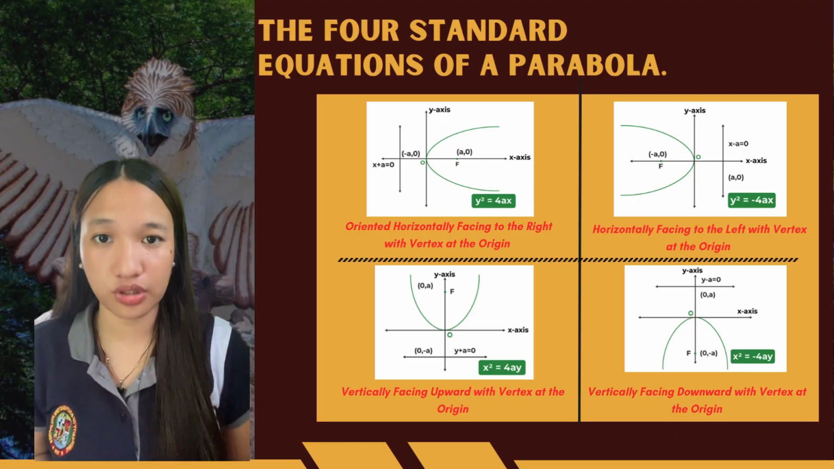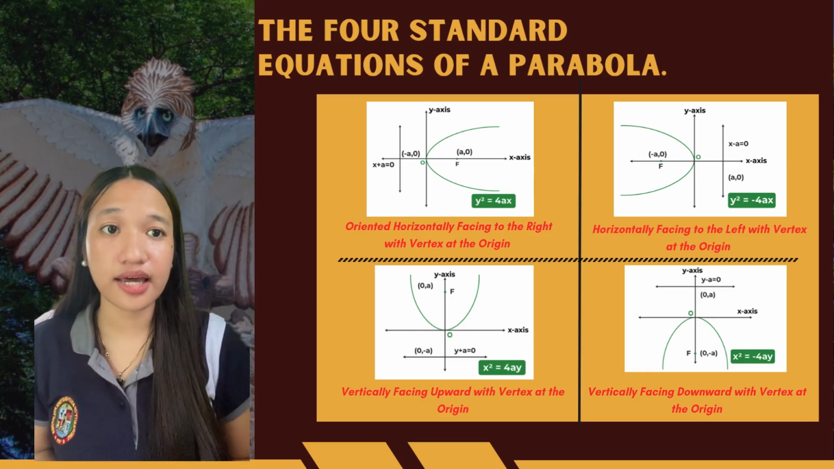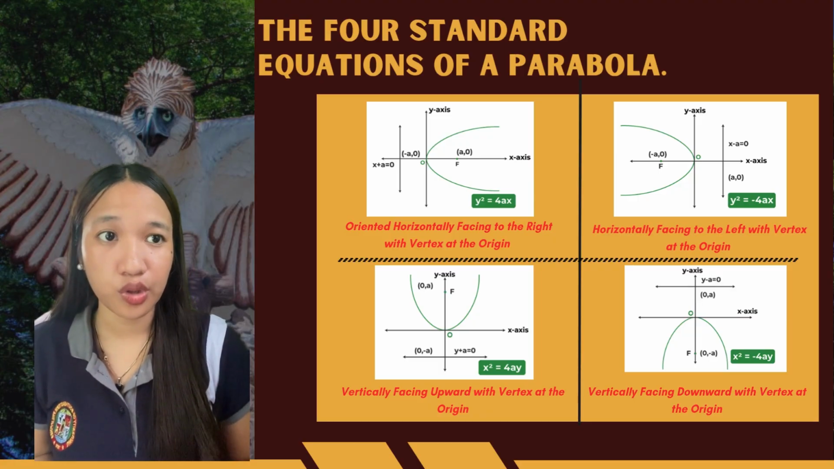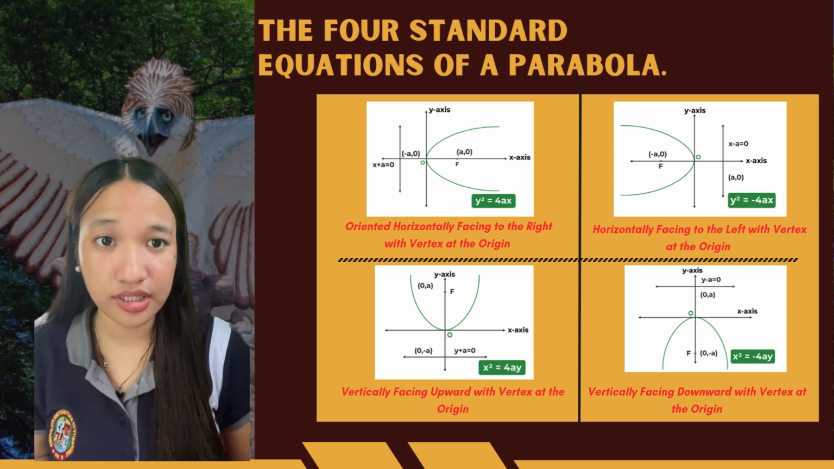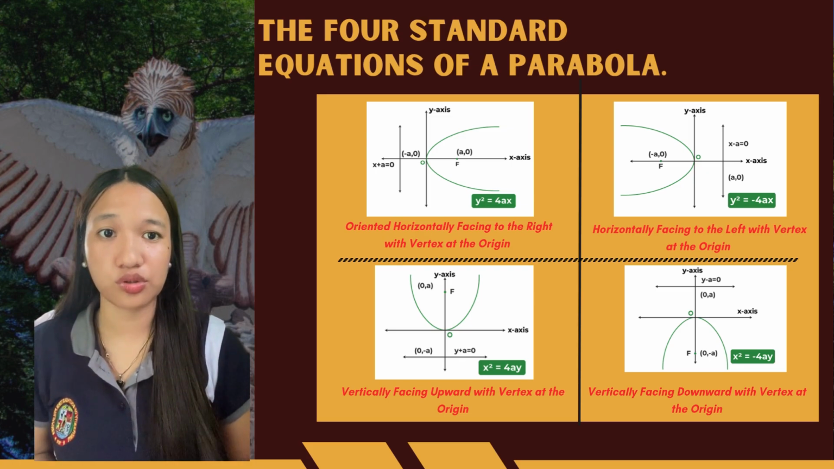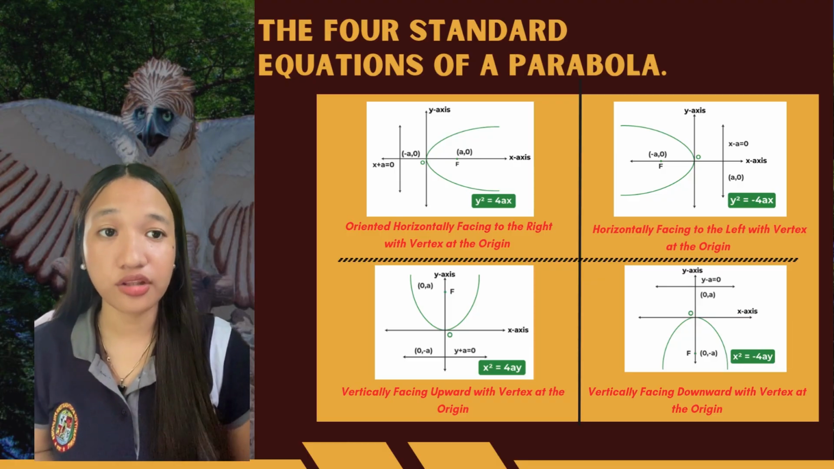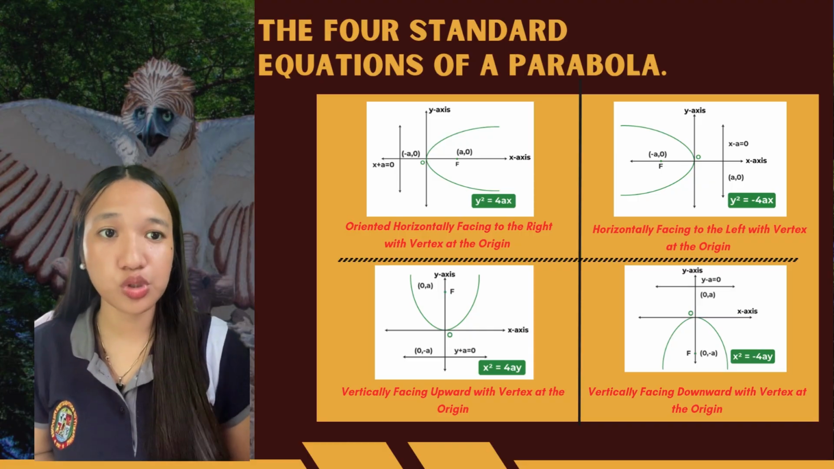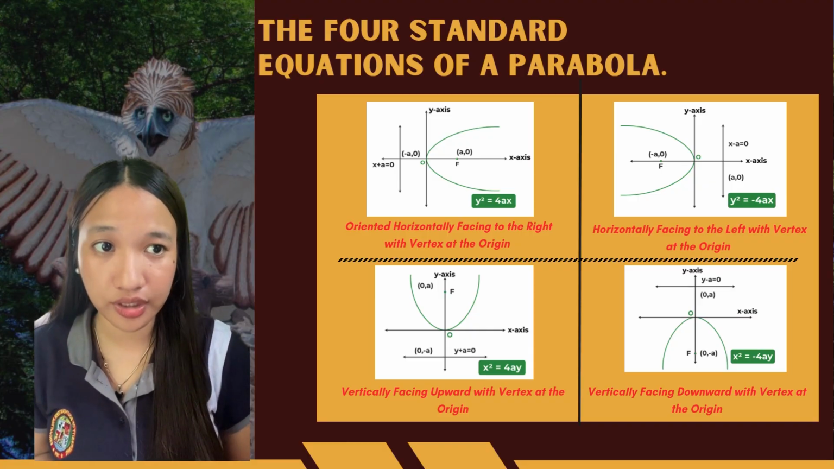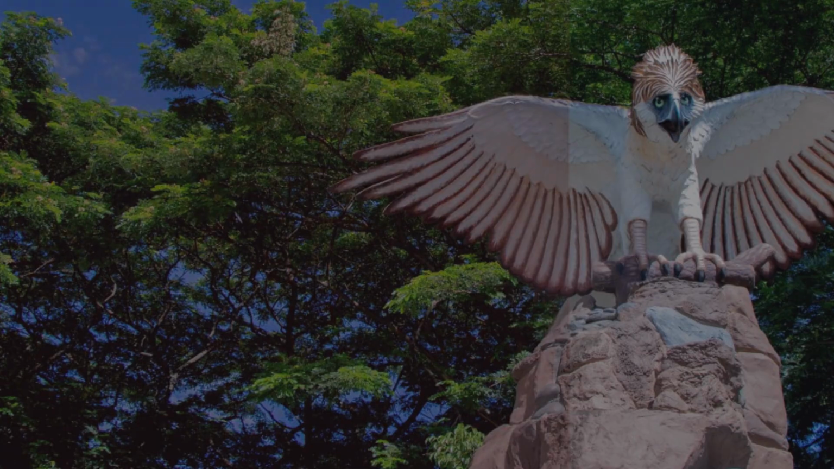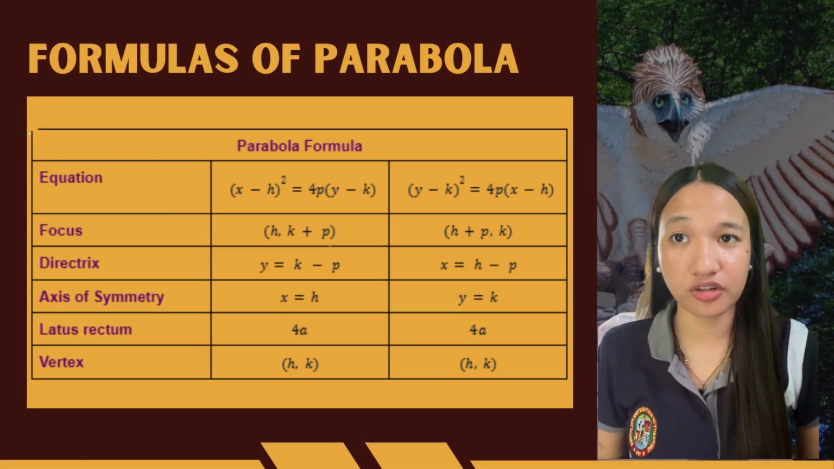The first illustration shows a parabola oriented horizontally, facing to the right with a vertex at the origin. The second illustration shows horizontally facing to the left with a vertex at the origin. The third illustration shows vertically facing upward with vertex at the origin. And the fourth illustration shows vertically facing downward with vertex at the origin. The table shows the formulas of parabola.